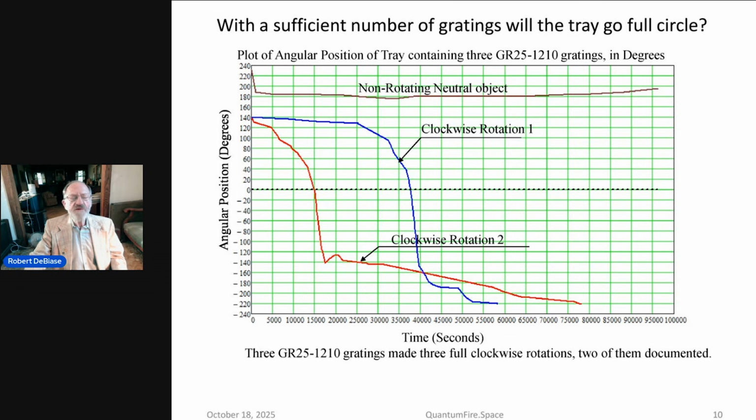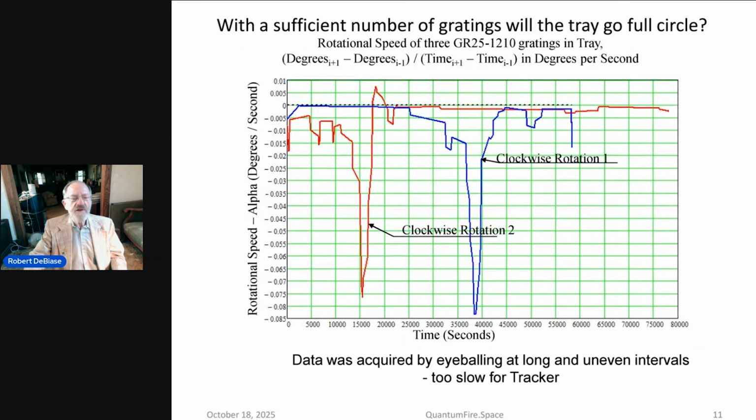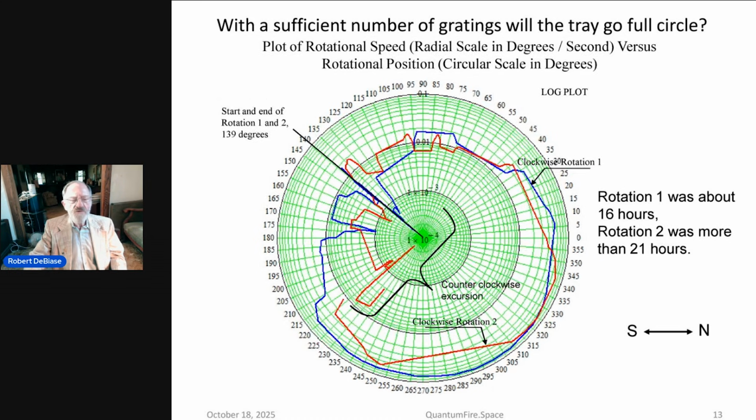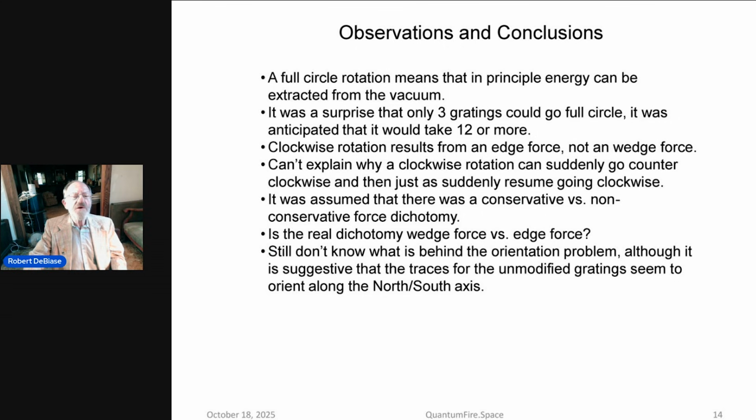Oh, I forgot to note the one on the top. This is a non-rotating neutral object. So, yeah, if you put a neutral object in the tray, it doesn't rotate. Right, so that's important. It's not a result of the Coriolis effect. It's rotating clockwise. Coriolis effect in the northern hemisphere would be counterclockwise. And let's see, the full rotation means that in principle, energy can be extracted from the vacuum.